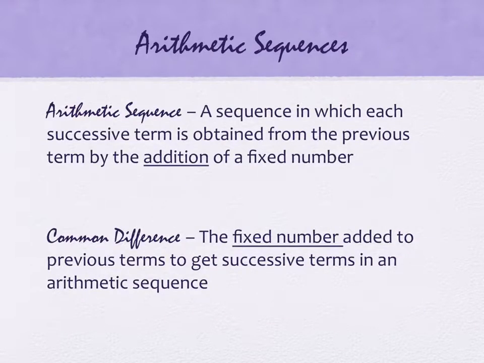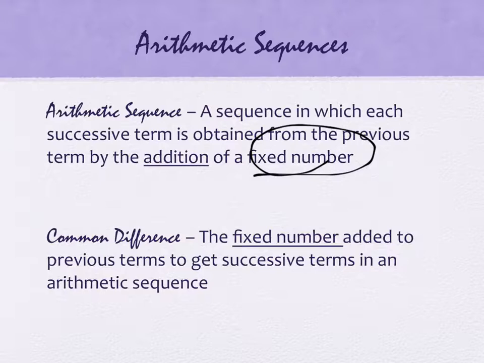We're going to look at 3 basic types of sequences. The first one we're going to talk about is arithmetic. An arithmetic sequence, like the word arithmetic, is a sequence in which each successive term is obtained from the previous term by the addition of a fixed number. The reality is that it can be the addition of a negative number. It could be the addition of a positive number. It could be the addition of 0. It could be the addition of a fraction. There's no conditions upon what this fixed number has to be.